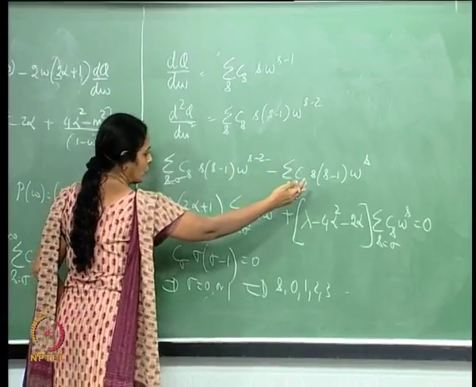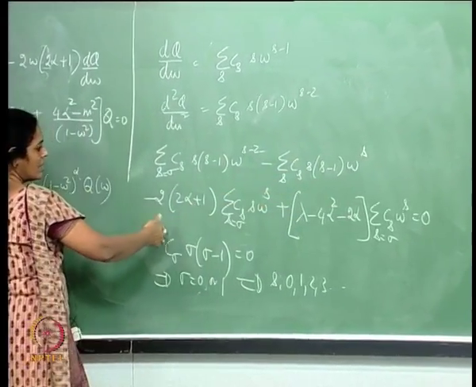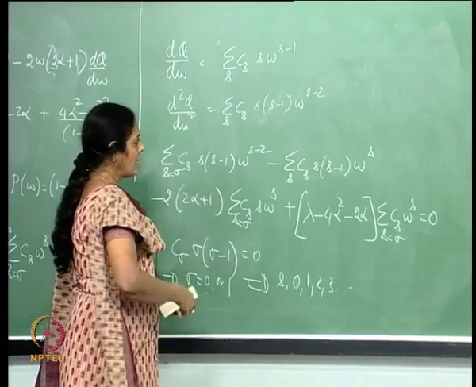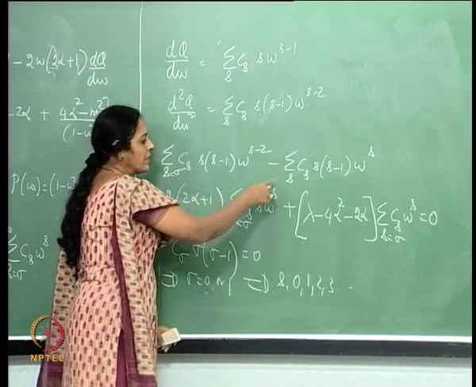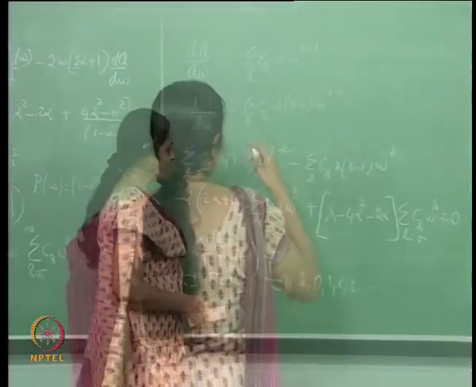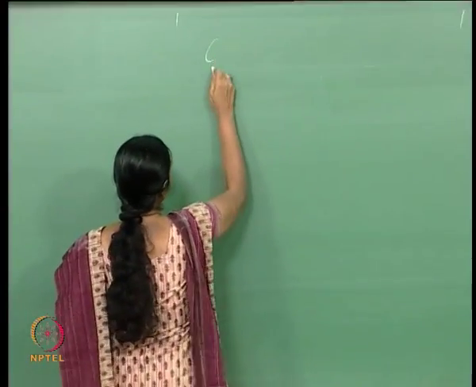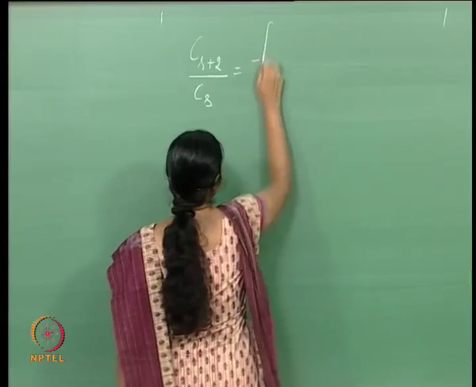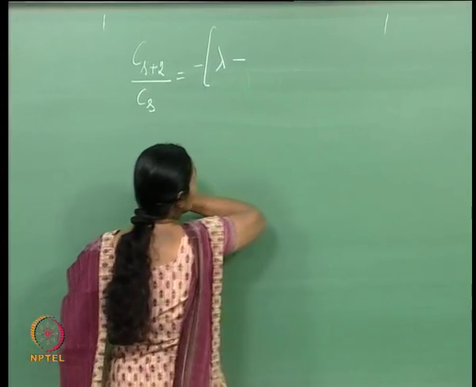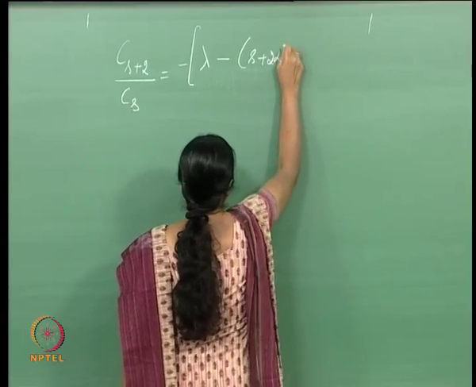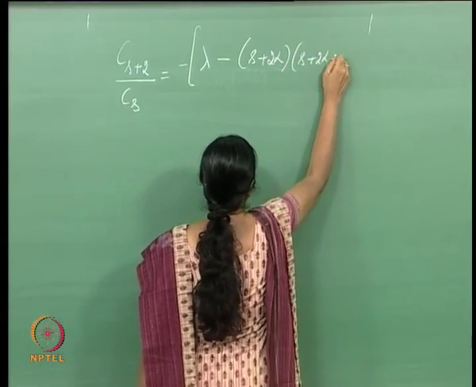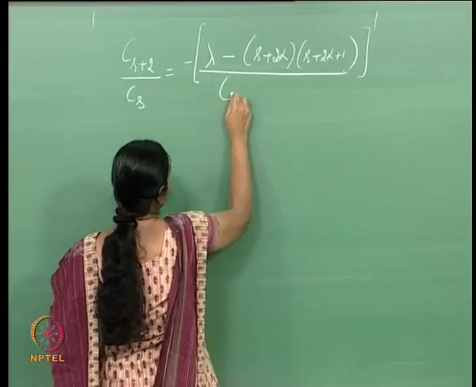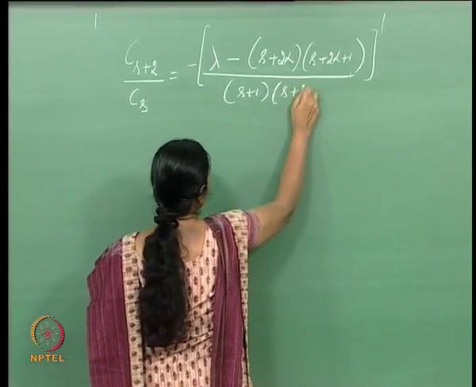Now for all other values of s, because the coefficient is w to the s, we can again equate the coefficient to be 0, and as in the case of the oscillator we can get a recursion relation. I leave it to you as an exercise to show now that C_(s+2) by C_s is minus of (lambda minus (s plus 2 alpha) times (s plus 2 alpha plus 1)) all of it divided by (s plus 1) times (s plus 2).